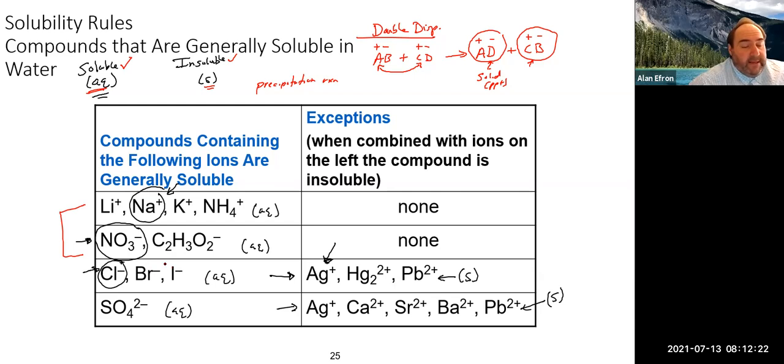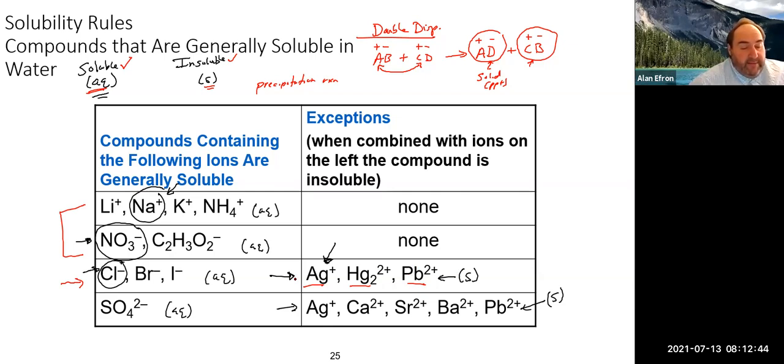Chloride, bromide, iodine are also going to be aqueous pretty much in every situation, except for really three situations. If any of those are hooked up with silver, mercury 1, or lead 2, then instead of being aqueous, as we talked about, if it is an exception in this case, it will be the opposite and would become a solid at that point.